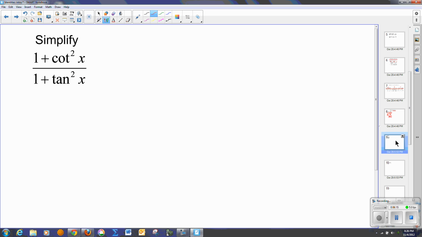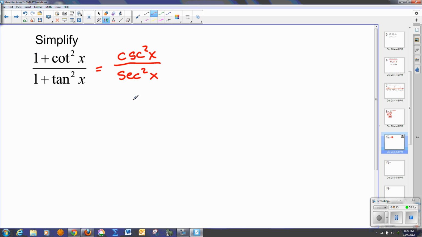Okay, let's move on. Have a little more difficult problem here, but again, these look like Pythagorean identities. 1 plus cotangent squared is cosecant squared, and 1 plus tan squared is secant squared. Now, granted, this fraction is simpler than this fraction.